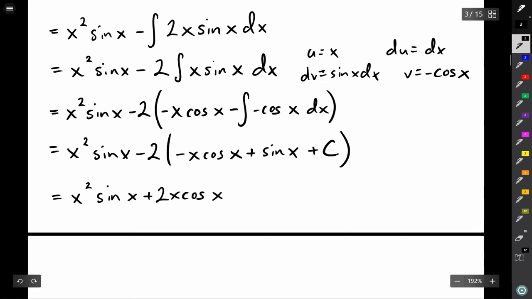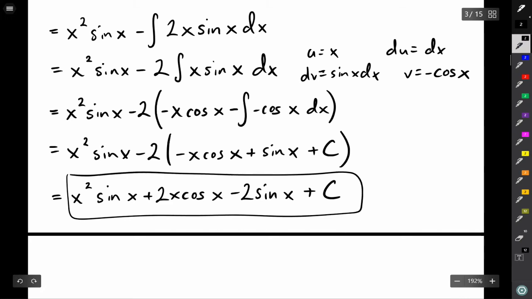Minus 2 sine x. And then again, negative 2 times c, we're looking at a constant times an arbitrary constant, so that's still arbitrary. So we'll just leave that as plus c. And there we go. That's all there is to that.